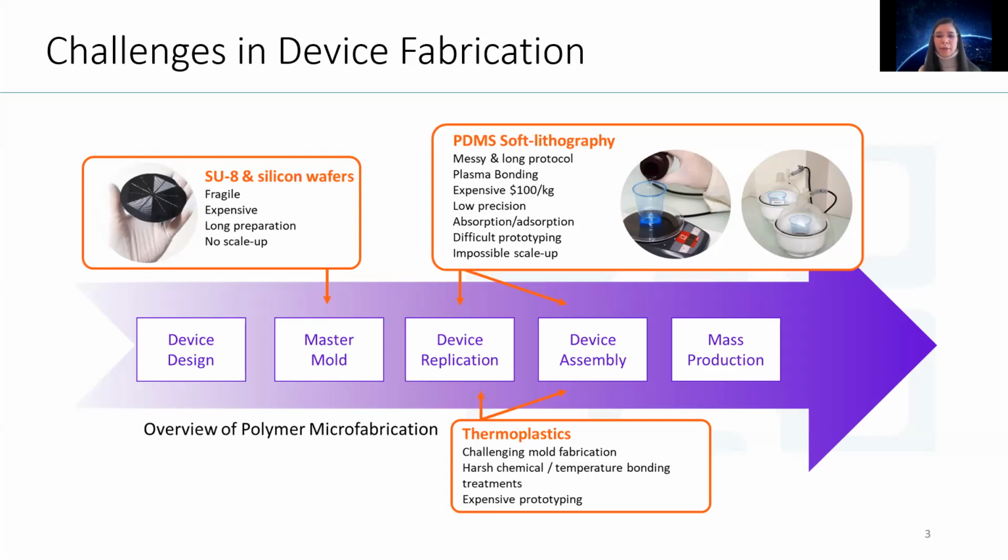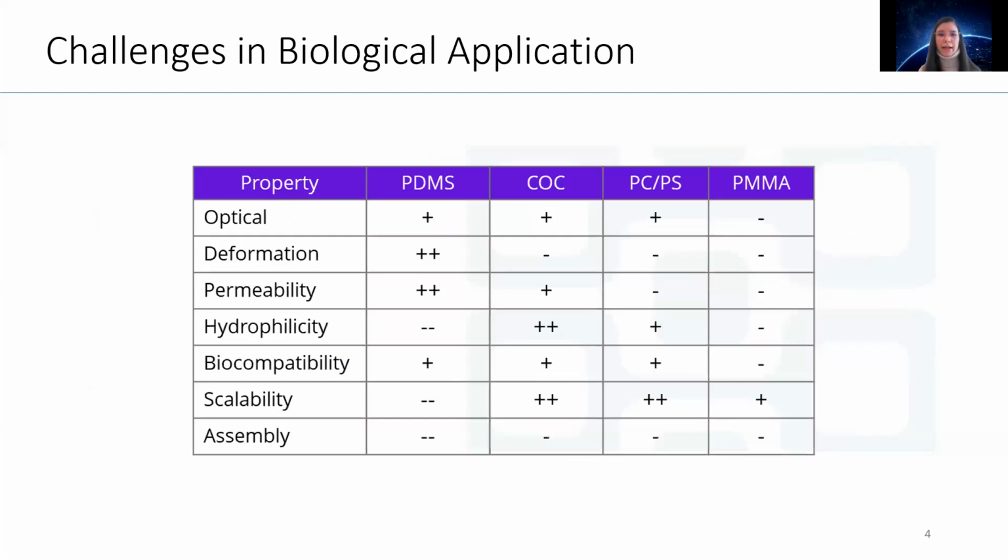So what tends to happen in industry is that innovators will select thermoplastics, which are highly advantageous for scaling up, but they have their disadvantages for prototyping because the process of mold fabrication can be expensive and complex. And also at the level of the device assembly, there are usually harsh chemical and temperature bonding treatments that are implemented.